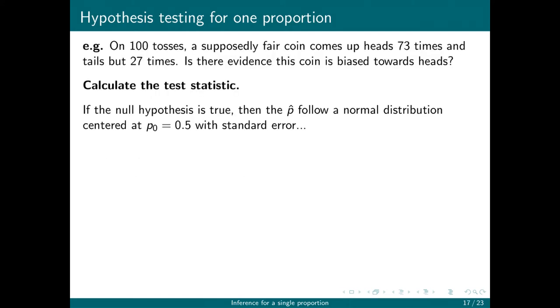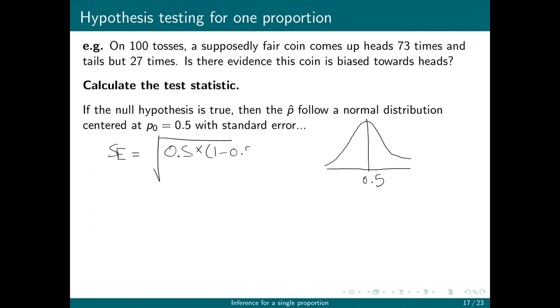Next, we're going to calculate our test statistic. If the null hypothesis is true, then the p hats follow a normal distribution centered at 0.5 with a standard error equal to the square root of 0.5 times 1 minus 0.5, which is of course just 0.5, divided by the sample size 100. So we get the square root of 0.5 times 0.5 divided by 100, and that is equal to 0.05.